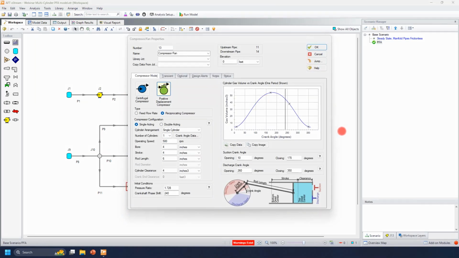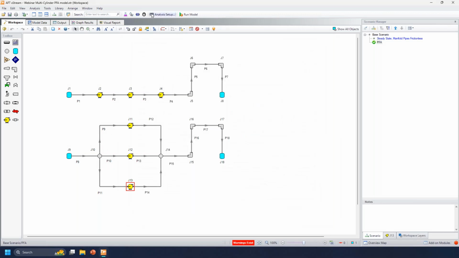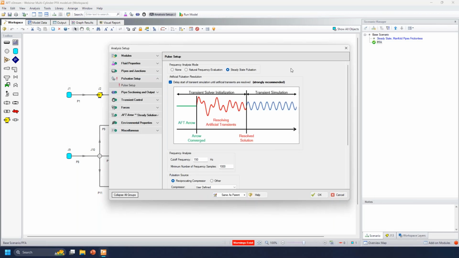And looking at the last one, it has a crankshaft phase shift of 240 degrees, which we see here as well. And then looking in analysis setup, the frequency analysis mode has been set to steady state pulsation. And this panel will only appear if you have the PFA module active.